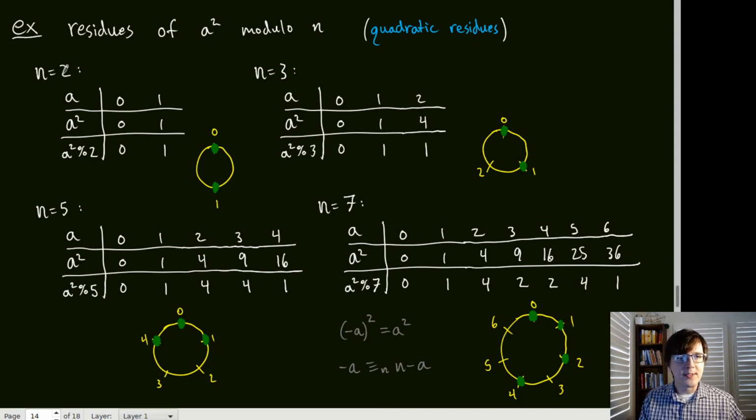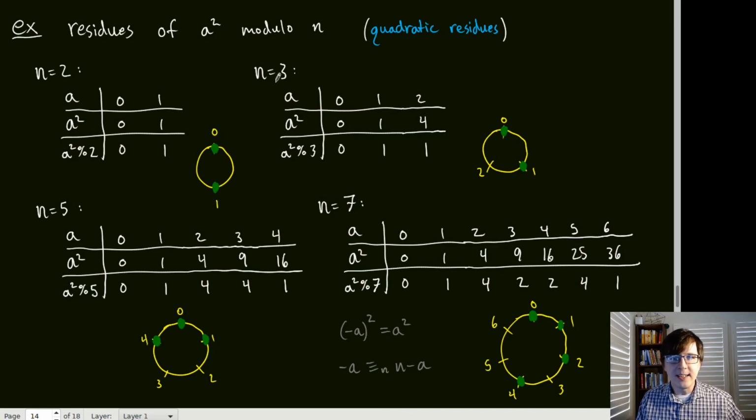So let's see, n equals 2. Let's make a table for all values of n that matter. Every number is congruent to either 0 or 1, modulo 2. And then a squared: 0 squared is 0, 1 squared is 1. And those are already remainders after division by 2. So there's not very much going on with this table. So we've got our clock, and the green circles are representing which numbers are quadratic residues. So all of them are in this case.